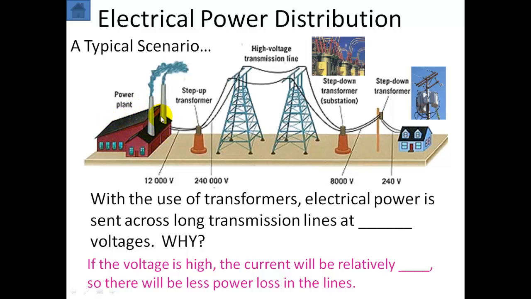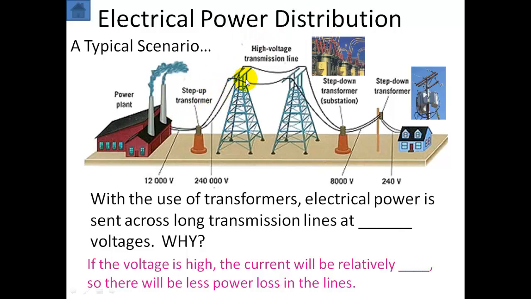So, we start off with the energy being produced in the power plant. Once you get the current and the voltage which is supplied by this, it is sent to a step-up transformer which steps it up from 12,000 volts to 240,000 volts. So we multiply by 20. So there's a step-up transformer of a factor of 20, which also means that the number of coils on the secondary coil will be 20 times as much as the number of coils in the primary coil.